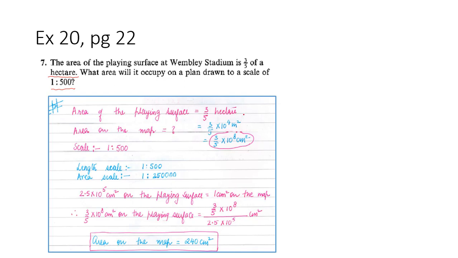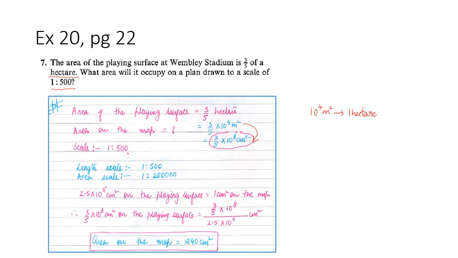The conversion between hectare to meter square is 10 raised to the power 4, because 10 raised to the power 4 meters square actually make 1 hectare. So this is one conversion that you need to be aware of. So we first convert the hectare to meter square, and we further convert the meter square to centimeter square, because again in a map the representation is going to be in terms of centimeter square.